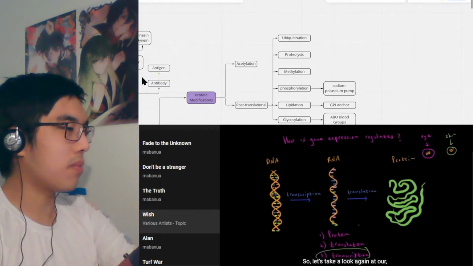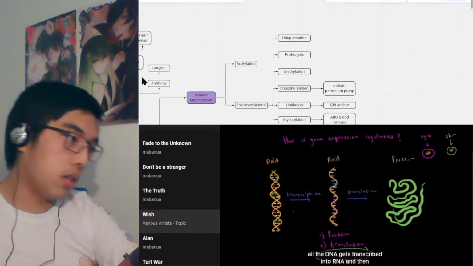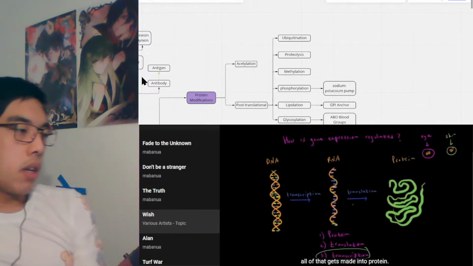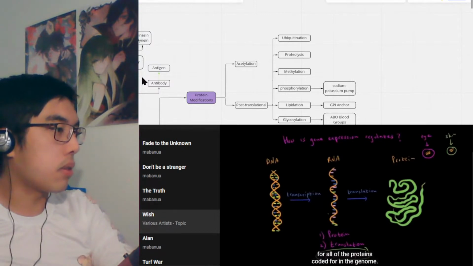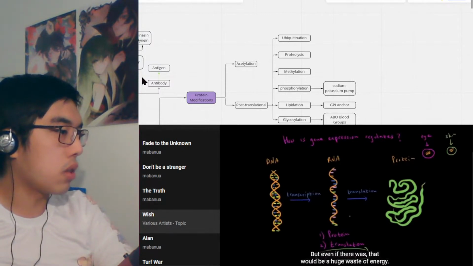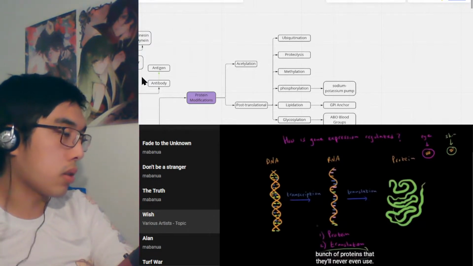So let's take a look again at if gene expression was regulated at the protein level. Again, we're talking about humans, so that would mean that in each of our cells, all the DNA gets transcribed into RNA, and then all that RNA gets made into protein. So we would have a tremendous amount of protein in our cells, and actually thinking about it, I don't even think our cells could hold all the proteins coded for by the genome. But even if there was, that would be a huge waste of energy. It takes a lot of ATP to put together proteins. So why would we want each cell to make a whole bunch of proteins that they'll never even use? So this is not very efficient.